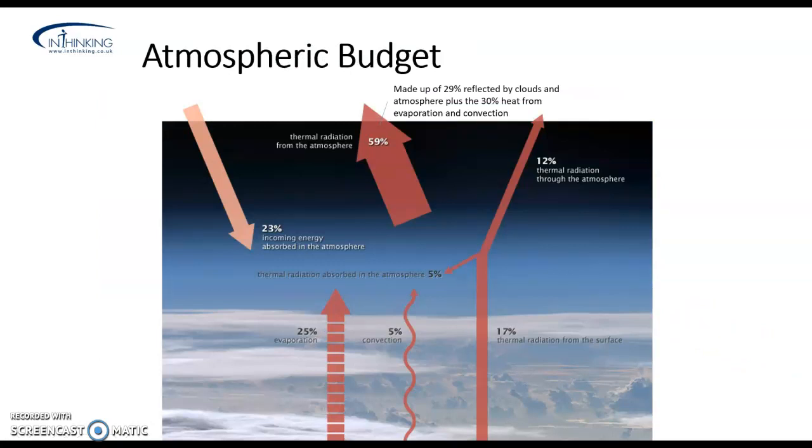Now, once the Earth's surface has re-emitted that energy, the vast majority of it is lost. So you can see we've got 59% lost here through thermal radiation from the atmosphere. And that is made up of the 25% evaporation, the 5% convection, plus that 29% reflection from the atmosphere and the Earth's surface we saw earlier on. And another 12% of energy is lost through thermal radiation directly through the atmosphere, with this 5% feedback here returned and absorbed by the atmosphere.